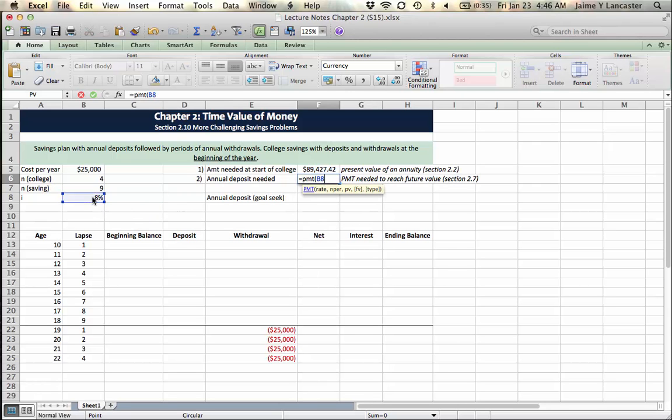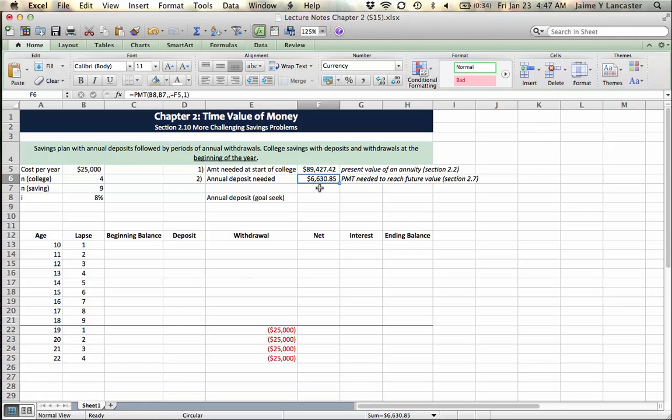Our rate is that same 8%. Our number of periods this time is 9 because we're going to be making 9 equal deposits. Our present value is what we're going to start with, which is 0. We can leave it blank. But our future value is we want to save $89,000. We enter a negative number then so that our deposits will show up as positive. And our type is 1 because we're going to deposit today. So we're going to need to deposit $6,630.